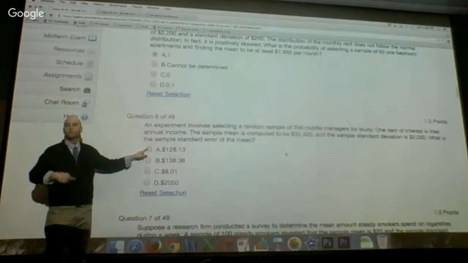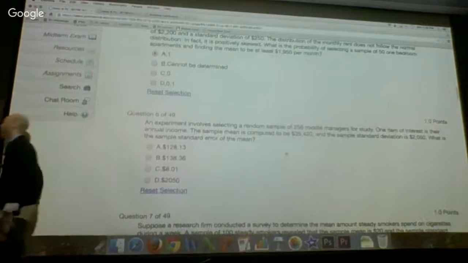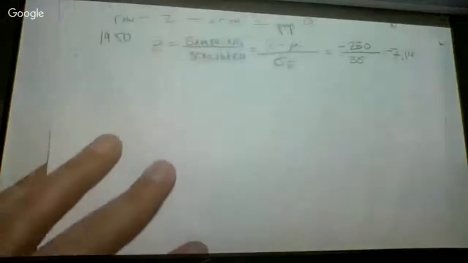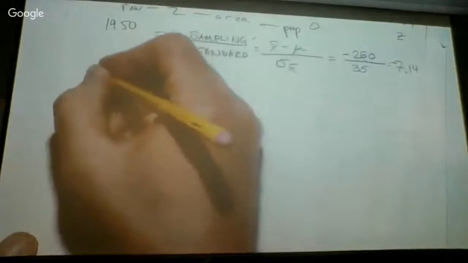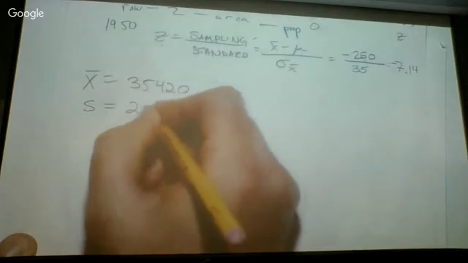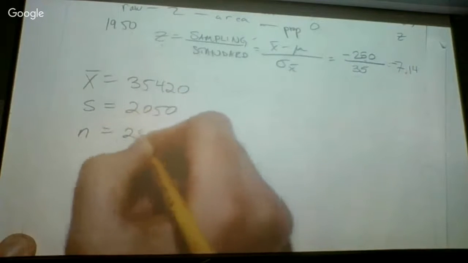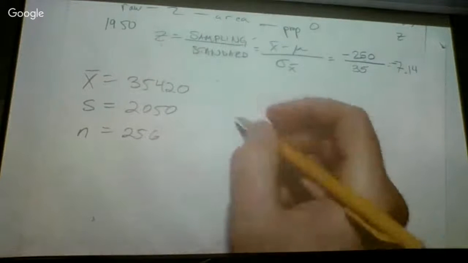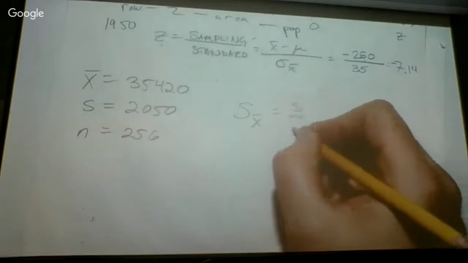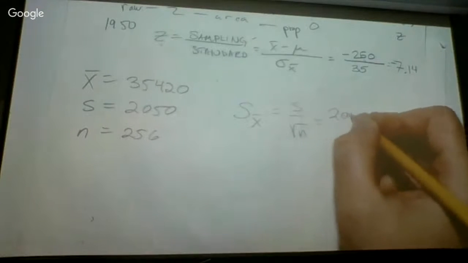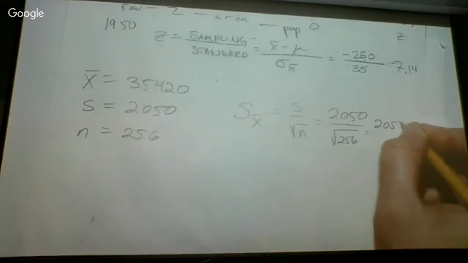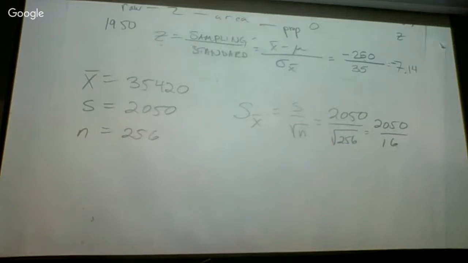Confirmation? Why was it 16? Because, yeah, let me not be a jerk about this. Good call, Aaron. In this case, it tells me that the sample mean is 35,420. The sample standard deviation is 2,050, and my sample size is 256. The question asks me, what is the sample standard error of the mean? Which is S over square root of n. 2,050 divided by the square root of 256 is 2050 over 16.